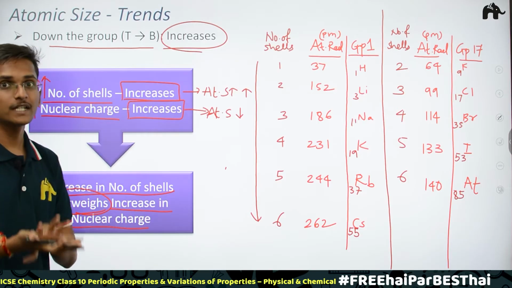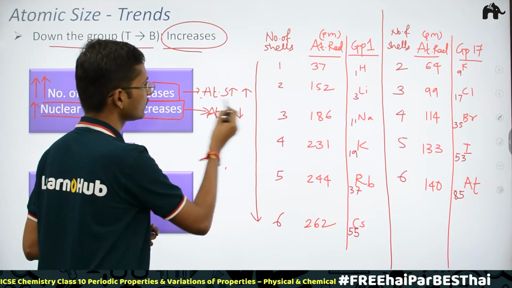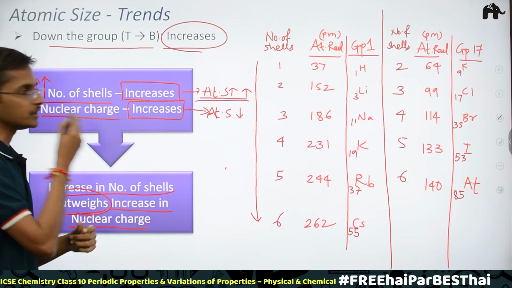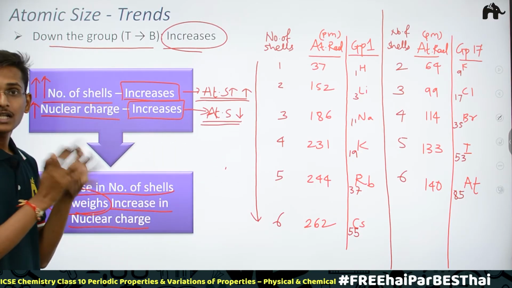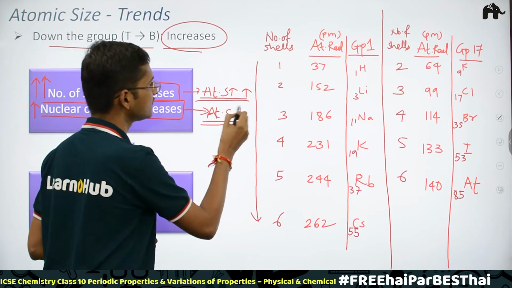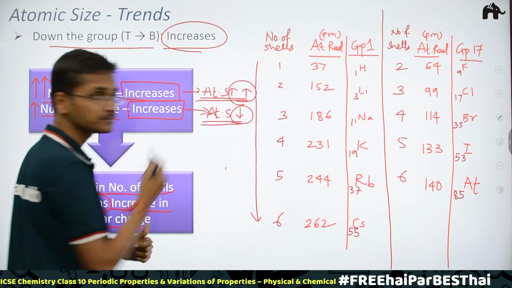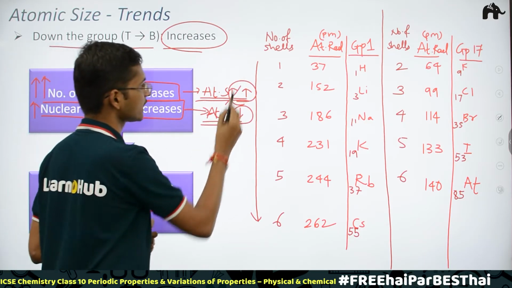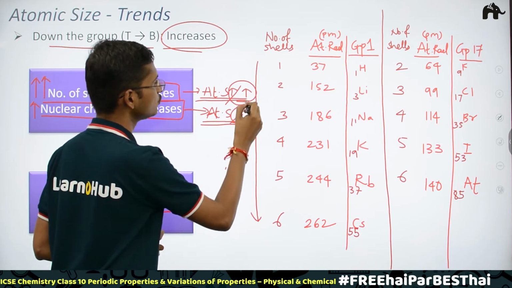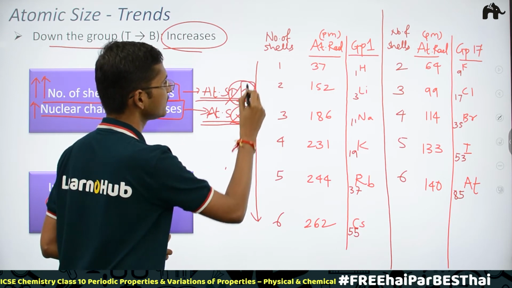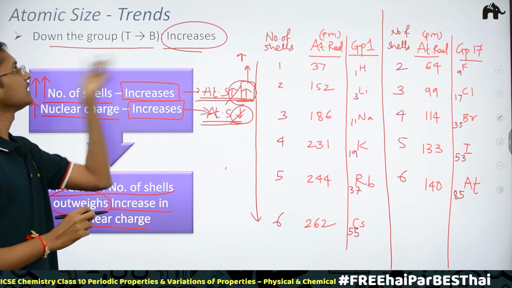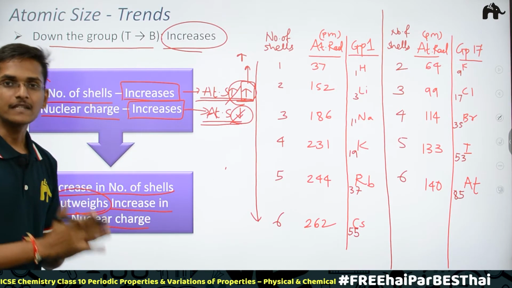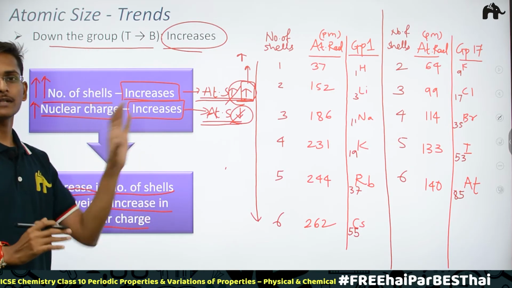Now what would be the net effect? You could see here the atomic size is increasing because of this factor, and here the atomic size is decreasing because of this factor, because of nuclear charge. Now the net would be, see, the increase is more than the decrease, correct? You could just cancel out this increase and decrease, then too the net would remain as the increase, right? And that's why we say that the atomic size increases when we move down the group from top to bottom.